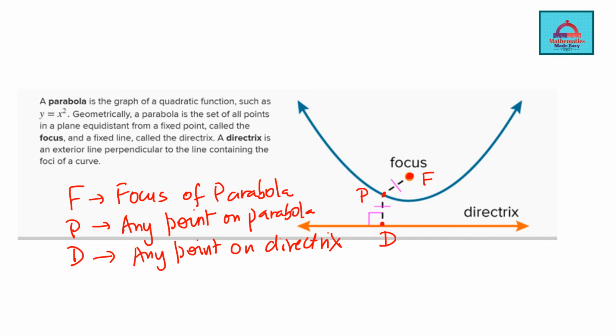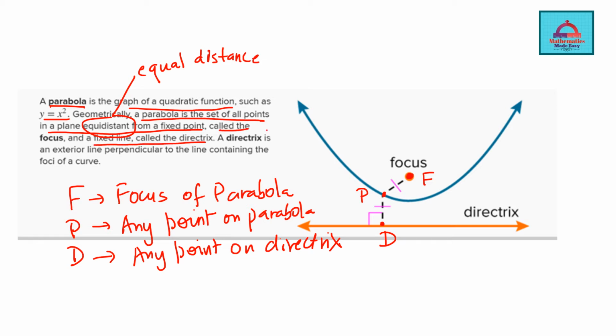So what we are going to be using is the definition, as I told you. We know a parabola is the graph of a quadratic function. So if a function with degree 2 like this is given to you, the graph will be a parabola. Geometrically, it is the set of all points in a plane which are equidistant, meaning at equal distance, from the focus and the directrix. This is the central point, very, very important. And you also have the definition of directrix.